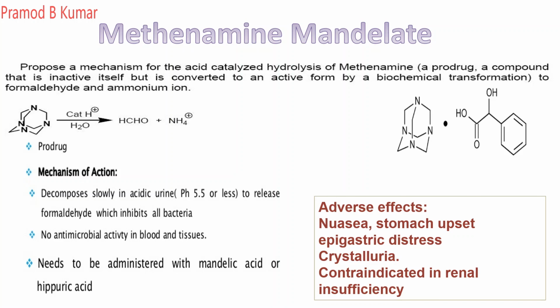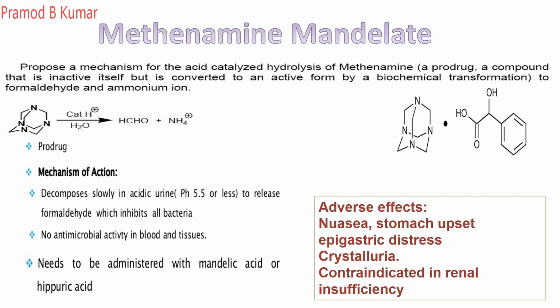When they get into the body, they get activated by biochemical transformation into your formaldehyde and ammonium ion. So this is how they act. They decompose in the acidic pH of your urine to release formaldehyde, and this formaldehyde has antibacterial property. As you have studied earlier also, they inhibit bacterial growth.